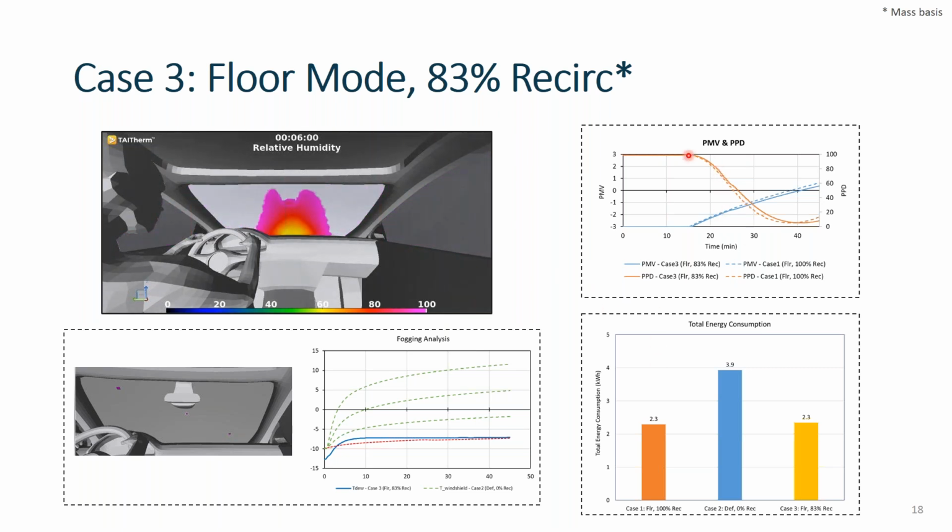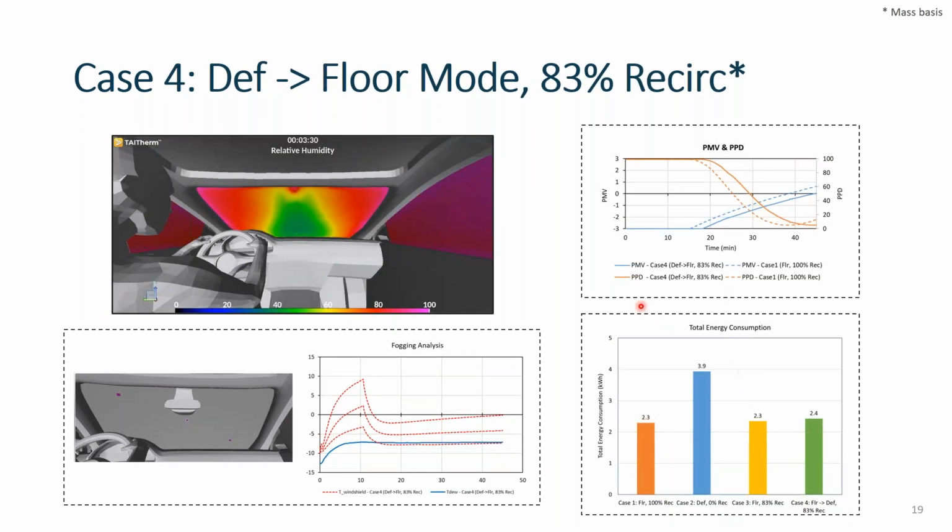So just briefly, this is PMV and PPD. The PPD is in orange, so the solid line is the new case, case 3, and the orange dotted line is case 1. You can see we're just delaying comfort by a few minutes by introducing some fresh air intake. In terms of energy consumption, it is a little bit higher, but a negligible difference really between these two cases.